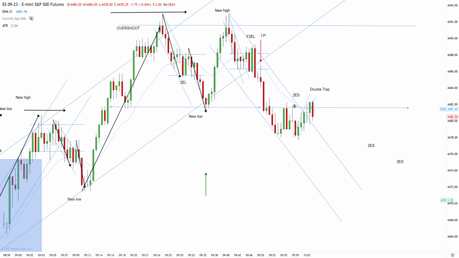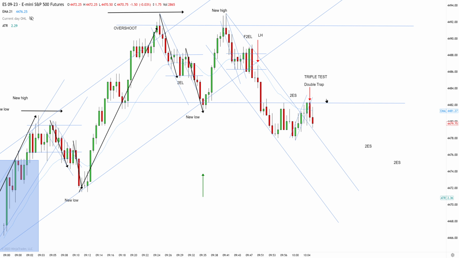What I like about this setup is notice it acts as a triple test. One bounce, second bounce, third bounce. So the more reasons you have in price action, the better. And here we have a triple test combined with the double trap. And this is a great high probability setup. I actually do this setup myself. You can see how all the bulls got trapped. Breakout pullback pattern also.